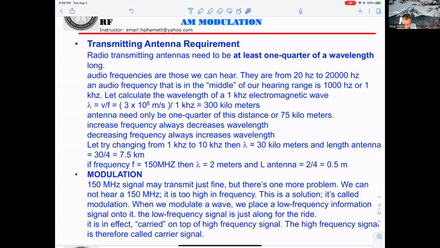Lambda equals V divided by F. V will be 3 times 10 to the power of 8, that's the speed of light. Divide by 1 kilohertz, you get 300 kilometers. That's the wavelength. So now if you want to make your antenna, you divide by 4. So your antenna will be 75 kilometers. No way you can make it.